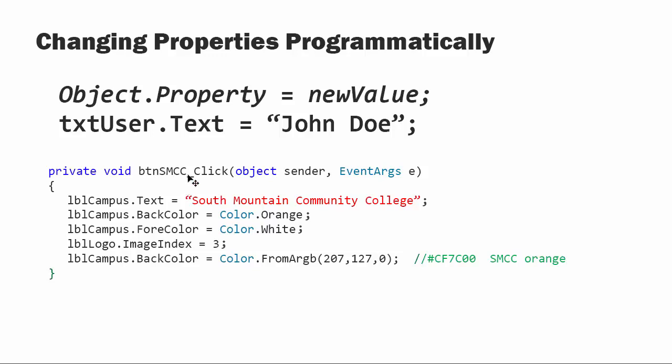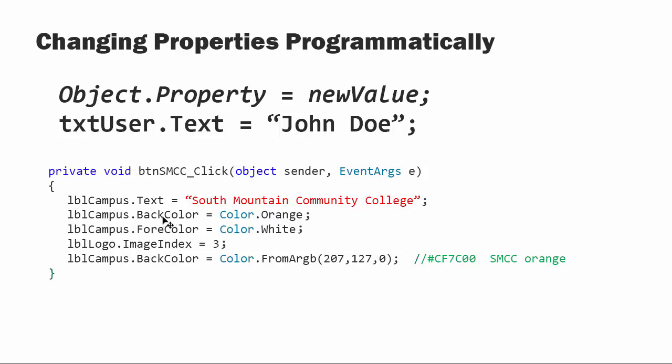When we click the SMCC button in that project I just showed you, it's going to run the code that is in this event procedure. The event procedure is named btnSMCC_Click. That's the name of our button, then _Click. That's a name that is assigned based on the object and the event that we're handling. And here we're changing the text of a label called lblCampus to display South Mountain Community College, a literal string.